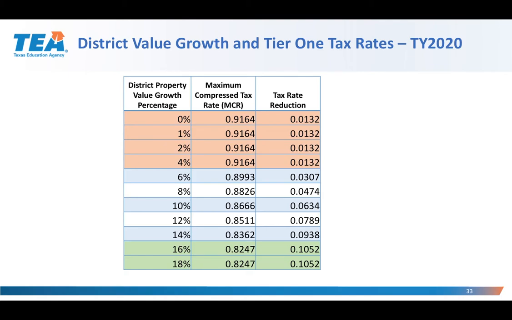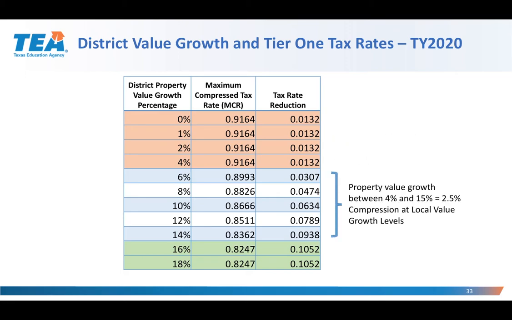The first group you can see there in the salmon color: anybody who's growing less than the statewide average is going to have the same amount of tax compression based on the 4.01% property value growth. You can see that they have the 91.64 pennies maximum compressed tax rate. They get a tax rate reduction of 1.3 pennies.